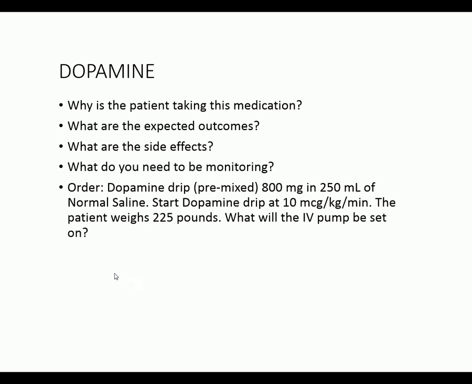19.125. Okay? Now, this pump does not have decimals, so how are you going to do it? 19.125. You're going to drop off the 0.125 because it's smaller than 0.5, and you're going to set your pump on 19 milliliters per hour. Okay?